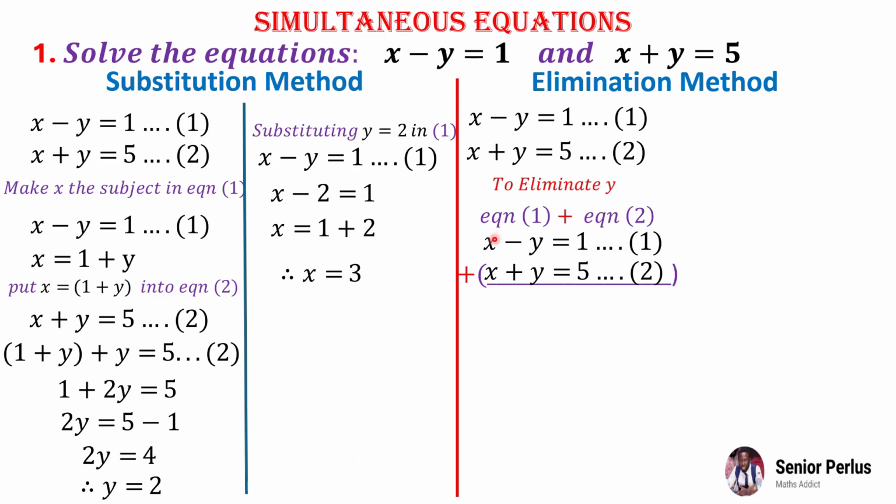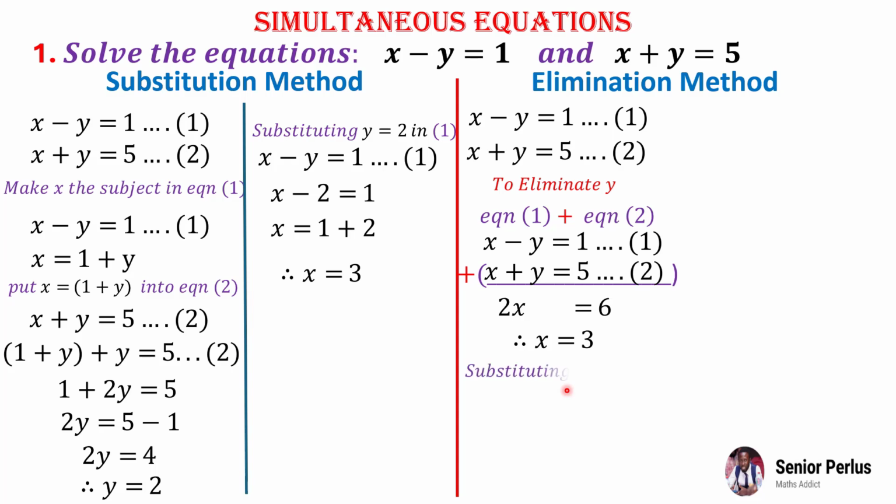So s plus s, you will get 2s, then negative y plus y, it will go to 0. Then 1 plus 5 is 6, so we get 2s equals 6. Good. Then we are solving for s, so you would divide both sides by 2. Then our s is 3. Very good.